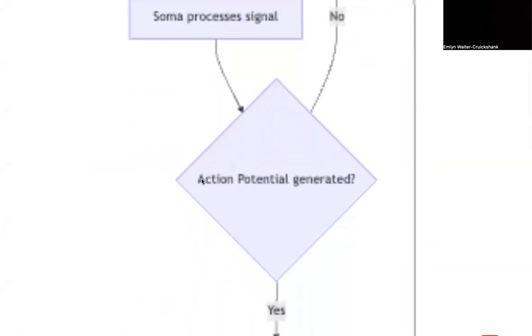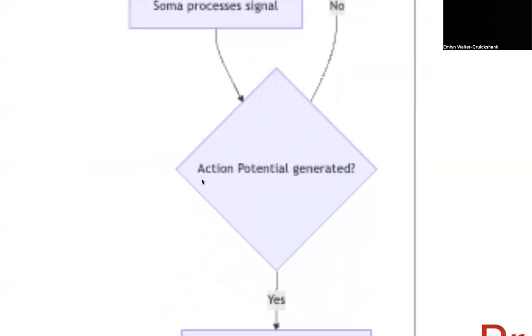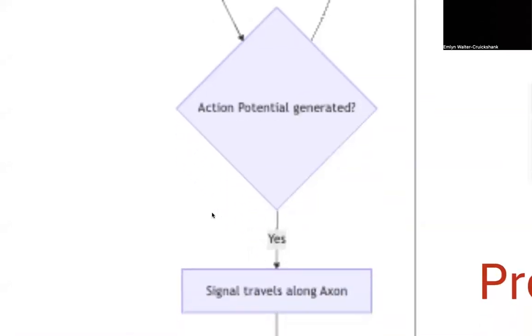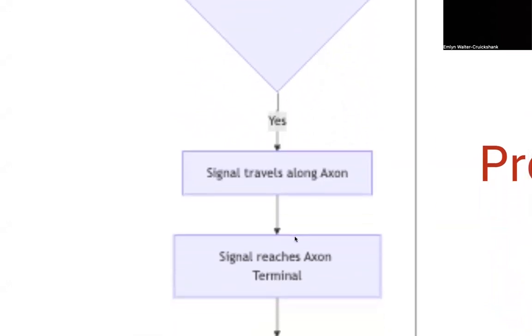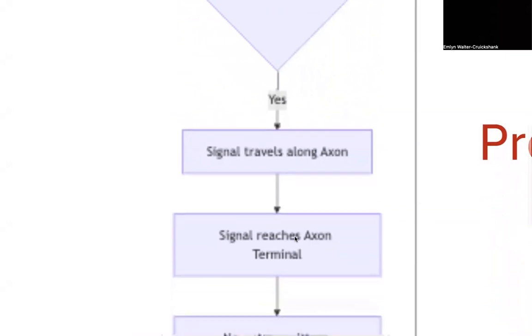If the combined signals reach a certain threshold, an action potential is generated. An action potential is a brief electrical impulse that serves as the basic unit of communication in neurons. The action potential travels along the axon, which is a long, thin extension of the neuron that conducts electrical impulses away from the soma. Some axons are covered in a myelin sheath, which insulates the axon and allows for faster signal transmission.